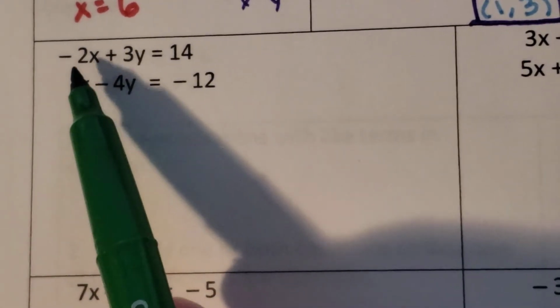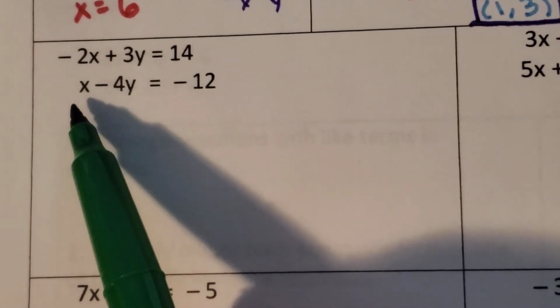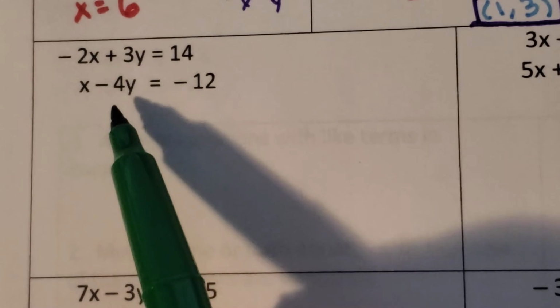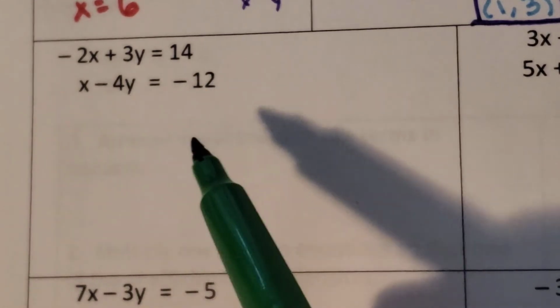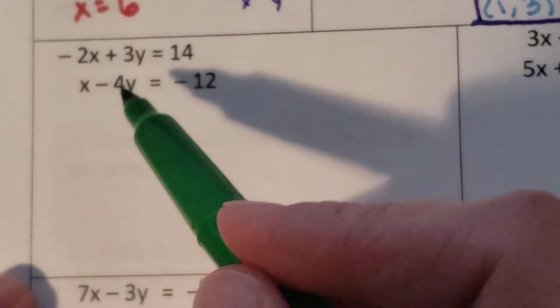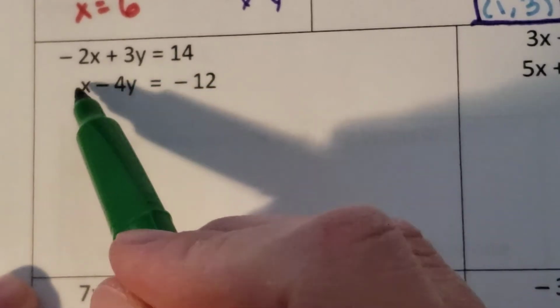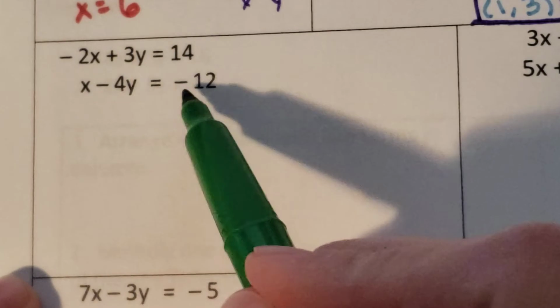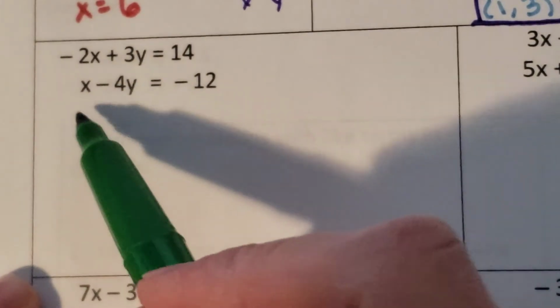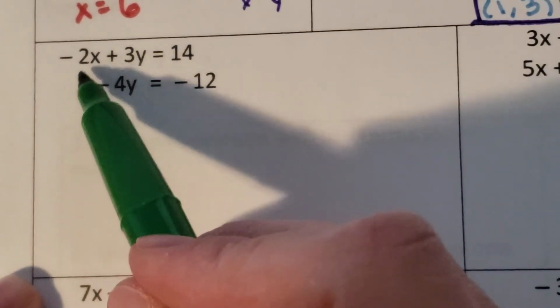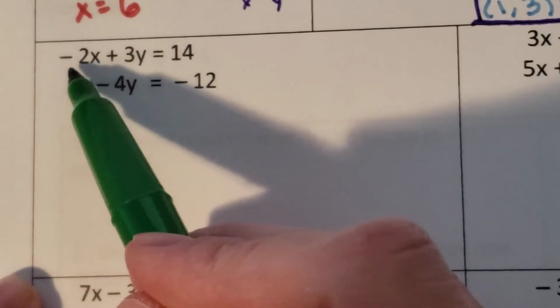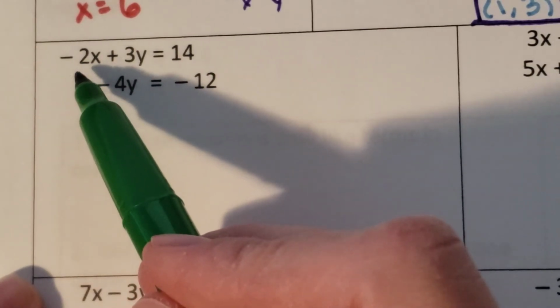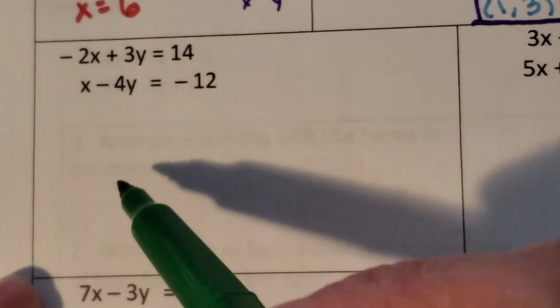You'll see I have a negative 2, but only one x there. I have a 3 and a negative 4 there, so they're not going to cancel out. So what I will do is find some variables to work with where I can multiply one of these equations so that they cancel each other out. So let's look at the x's here. I would need a positive 2x to cancel out a negative 2x.